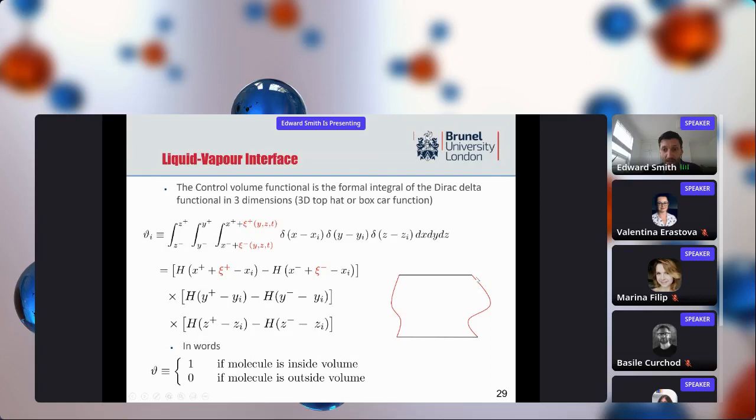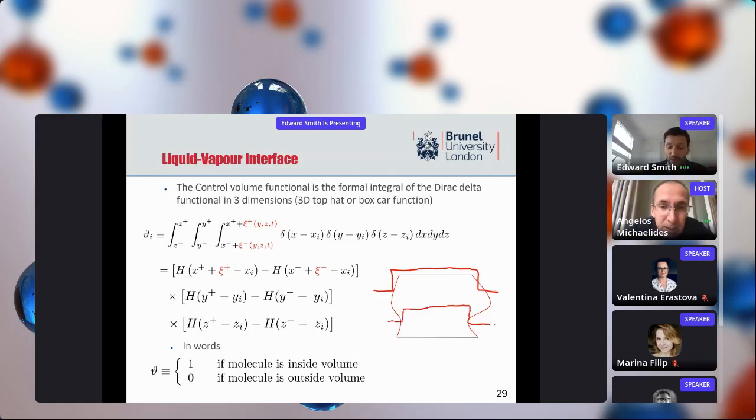And so this has the effect of a boxcar function that is essentially switched on here and then switched off here. And similarly here, it'd be switched on and switched off here.